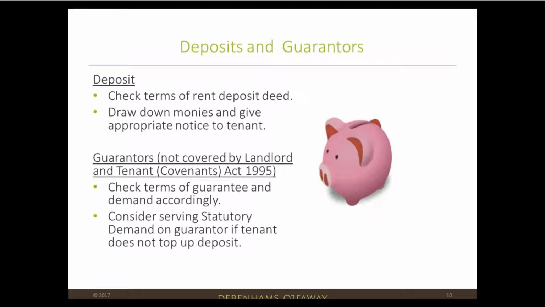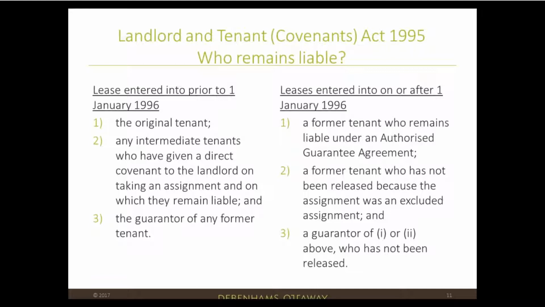Now, this provision on guarantors relates to guarantors of the current tenant, so that's something to bear in mind. It doesn't apply to, there are special regimes under the 1995 Act for tenants that I will now take you to. Now, the Landlord and Tenant Covenants Act 1995 was introduced to resolve a problem that there was with the law, in that original tenants remained liable whether or not they'd assigned the lease, and that could mean that there was liability for many, many years.